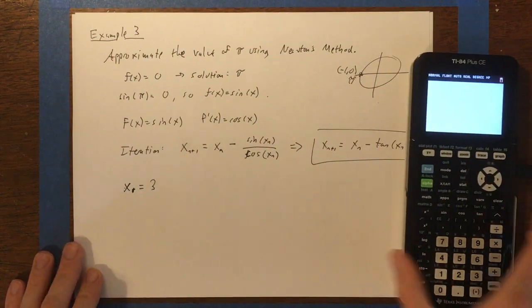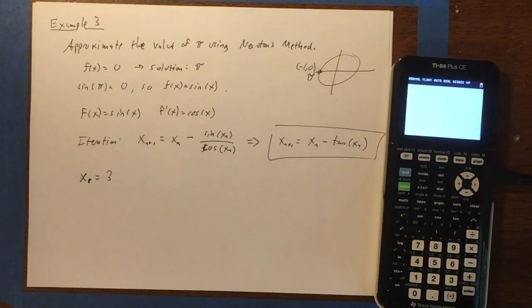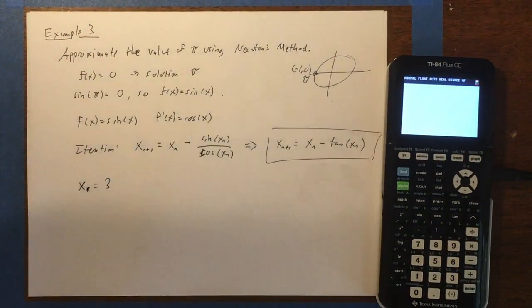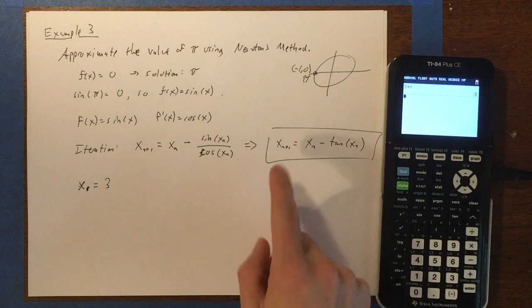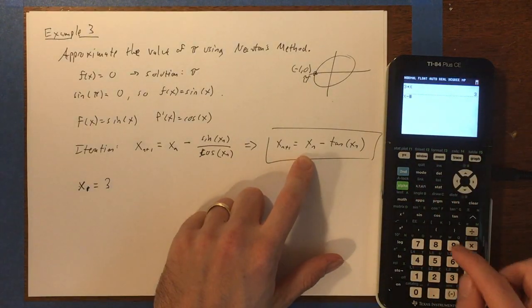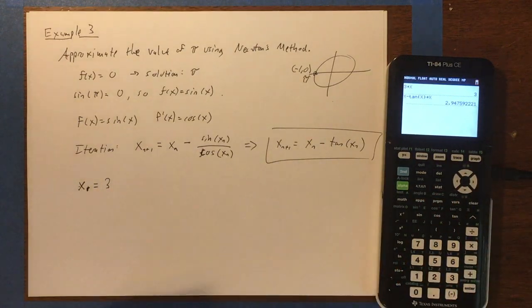Now we'll pull up our computer or calculator. I'm going to show you all how to do this with Python in a moment. So we're going to do 3 and store that in our x value as our initial guess. Now we type in x minus tangent of x and store that in x again. So our next guess is 2.947592222. Well, that doesn't seem good, because that's actually farther away from pi than 3 is. But let's keep going and see if it gets any better.